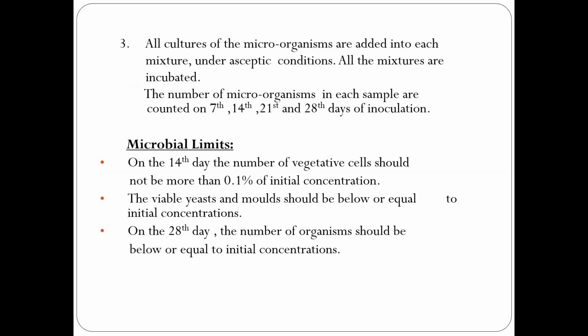Then the number of microorganisms in each sample is counted on the 7th day, 14th day, 21st day, and 28th day. What are the microorganism limits allowed? On the 14th day, the number of vegetative cells should not be more than 0.1% of the initial concentration. The viable yeast and mold should be below or equal to the initial concentration. And on the 28th day, the number of organisms should be below or equal to the initial.